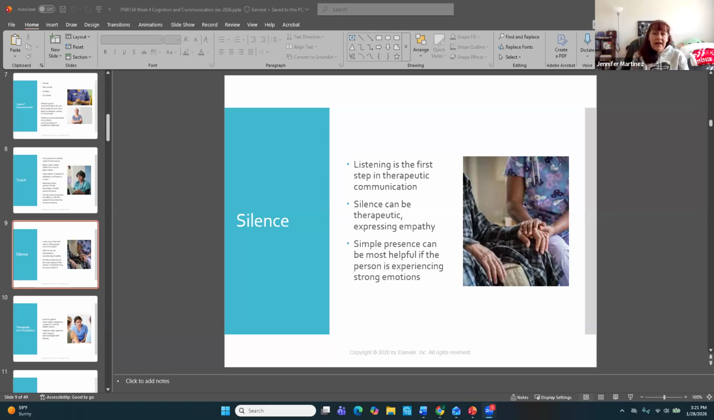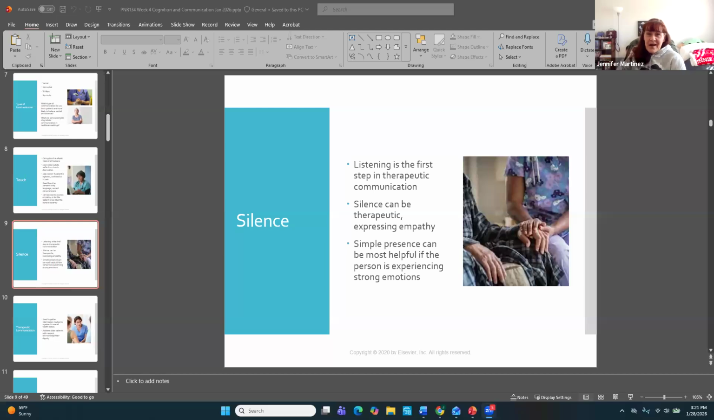But it's also if somebody is experiencing strong emotions, maybe they're upset, maybe they've just had a bad diagnosis or something along those lines. They've lost a loved one or something else has happened, right? Sometimes just sitting with somebody and being present with them, right, can be very comforting in a time of need for our patients or our clients. And it doesn't require us to say anything, right? Sometimes it's just sitting with them, letting them express their emotions.